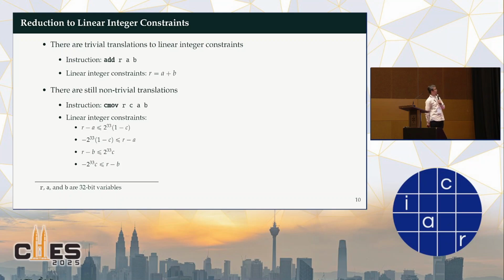So for example, consider R minus A. If C is true, then R minus A must be 0, according to these two constraints. But if the condition C is 0, then R minus A is in a very big range, which is safe, because the difference is always in this range. There are also some other non-trivial translations.